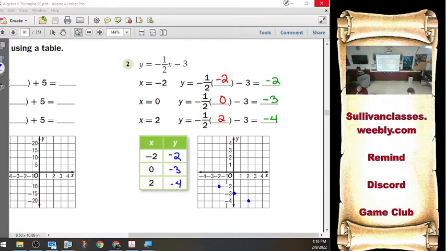You see how every time we used something divisible by 2 came out nice. If it wasn't divisible by 2, came out ugly. So that's why they're choosing those numbers, because they're divisible by 2. Okay? Now that you got the points, just plot the points. Get those 3 yellow dots and connect the dots with straight edge.